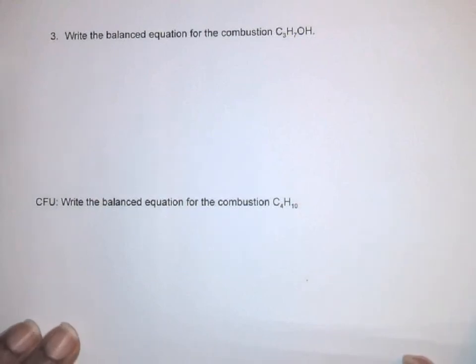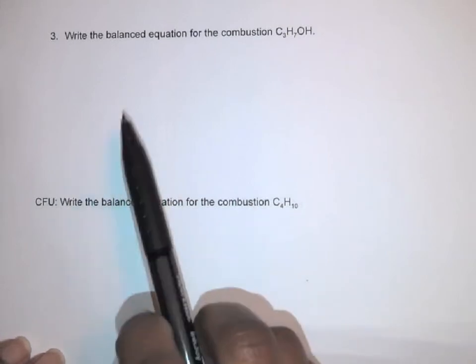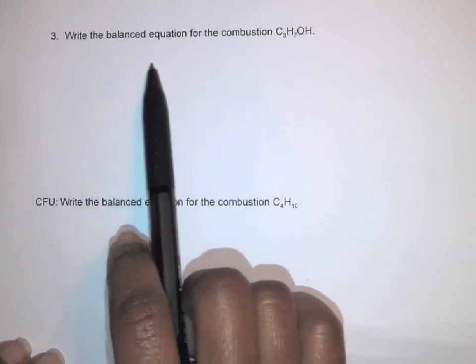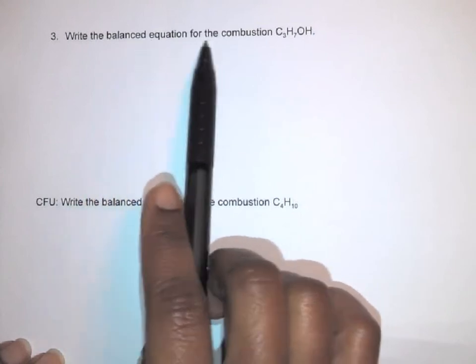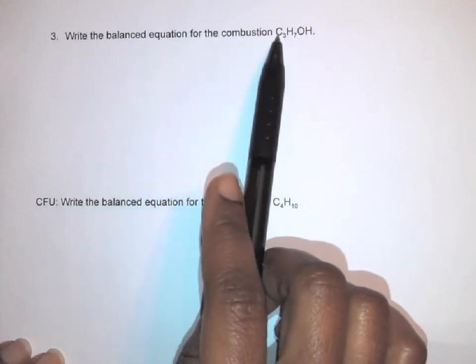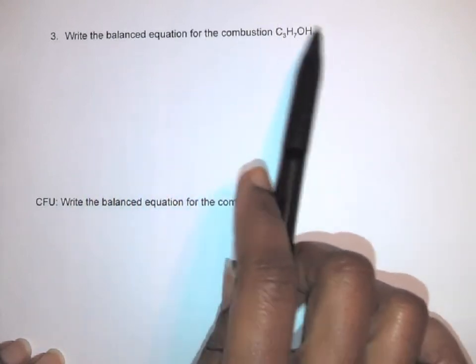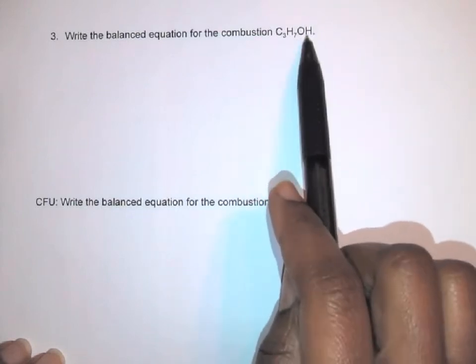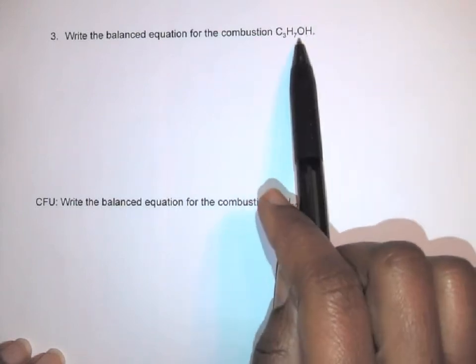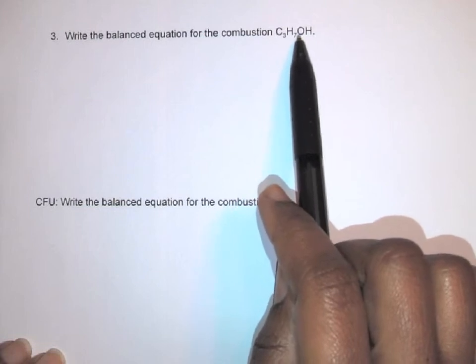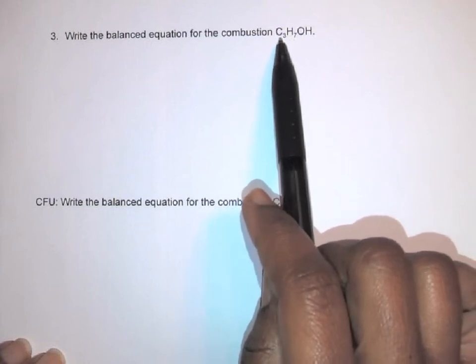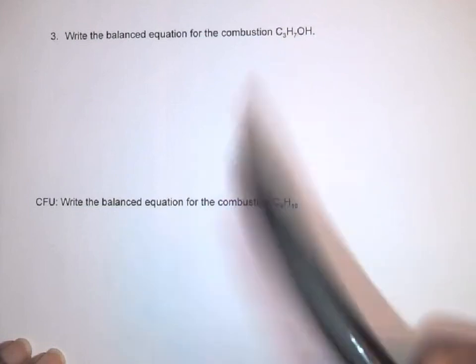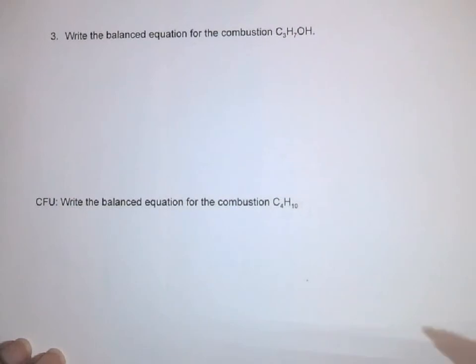Okay, welcome back to Unit 5, Day 7, Part 2b. This is example 3. This example, like the other examples, is asking us to write the balanced equation for the combustion of this organic molecule. The only difference in this example compared to the previous ones is that this molecule has oxygen in it. The other examples just had carbons and hydrogens. So that means it'll be a little bit tricky, but we'll get through it.